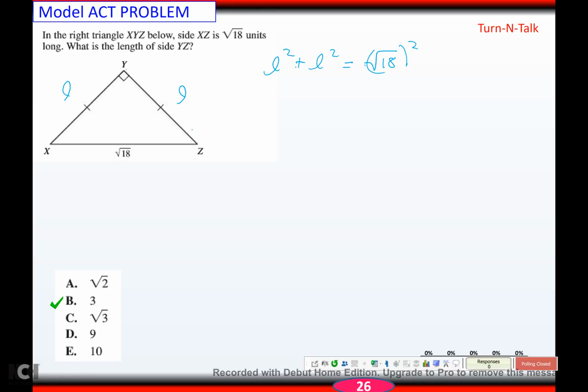Now I can call them both L's because this says that they are the same length. Okay, if they weren't the same length, you couldn't just both call them L. The only reason I'm getting away with this is because those two lines tell me that those two sides are equal. So that would give me 2L squared equals 18, because when you square a square root, it cancels out. Divide by 2, I get leg squared equals 9, square root, and leg equals plus or minus 3, but a negative 3 doesn't make any sense, so my answer is 3.